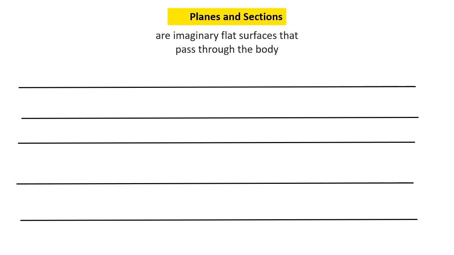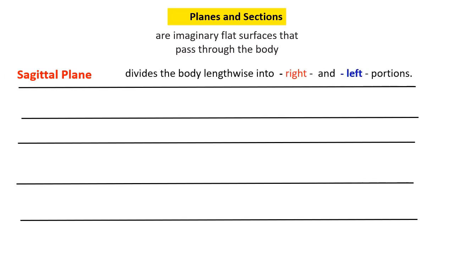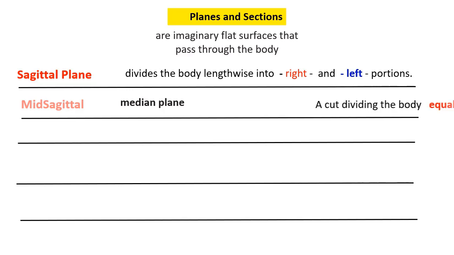Now, after we made our observations, we write our notes. Planes and sections are imaginary flat surfaces that pass through the body. We have a sagittal plane dividing the body into right and left. We have mid-sagittal, and it is also perpendicular, but it is exactly in the median plane, dividing the body into equal right and left halves.